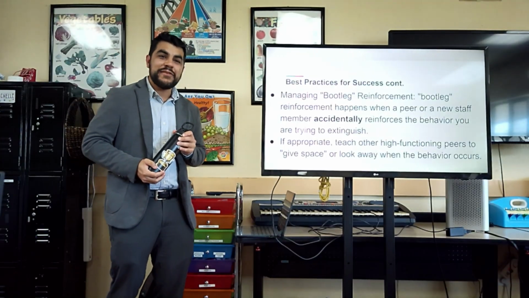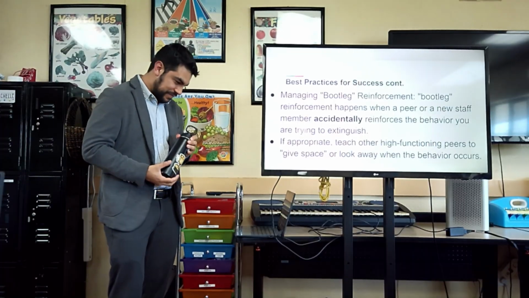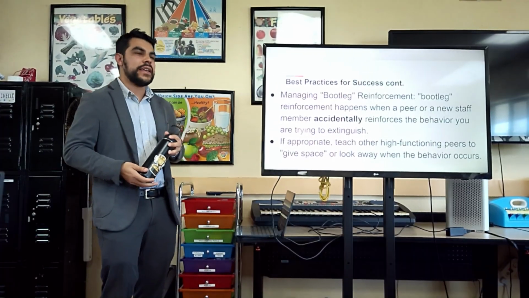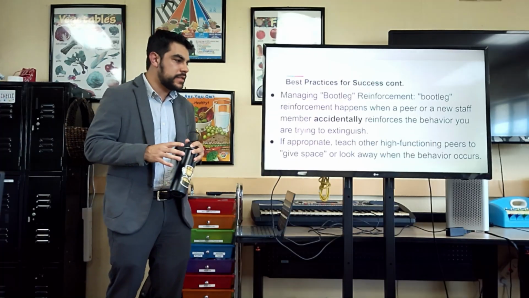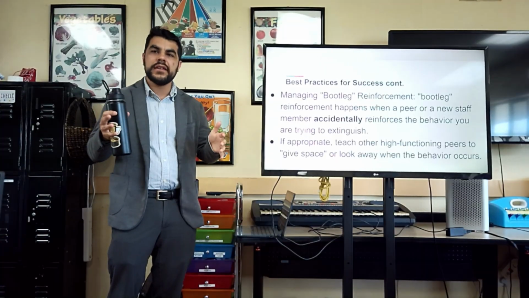Yeah, this is a difficult one, and we had to deal with this last week. Bootleg reinforcement is simply the idea that an individual is deriving a reinforcer from outside the intervention.